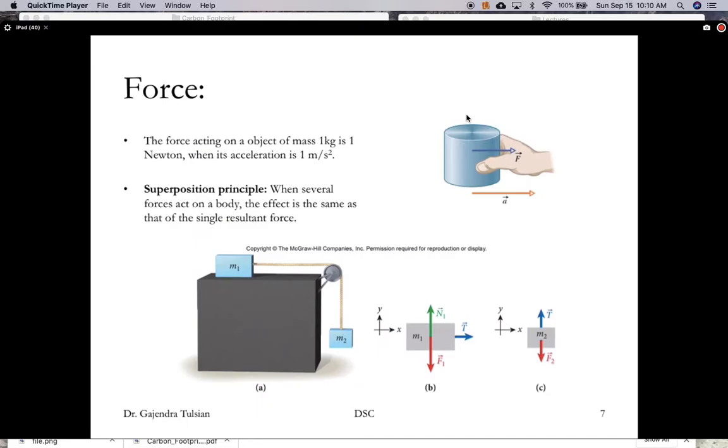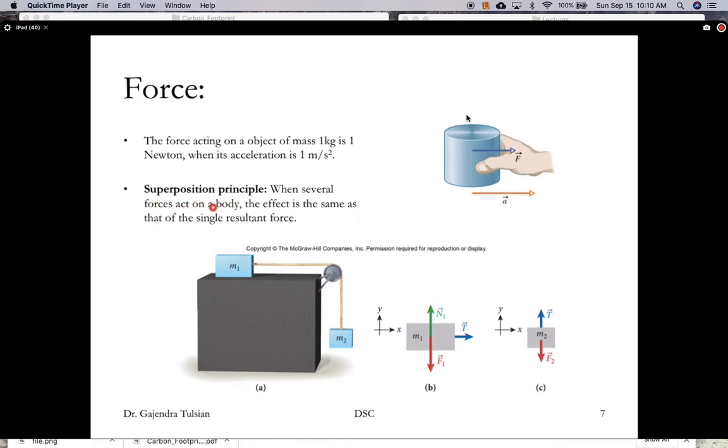All right, so here's the definition of the force. The force acting on an object of mass 1 kg is 1 Newton when its acceleration is 1 meter per second squared. So let's say you have a 1 kg object and you apply a force such that it accelerates at 1 meter per second squared, then that force would be 1 Newton.